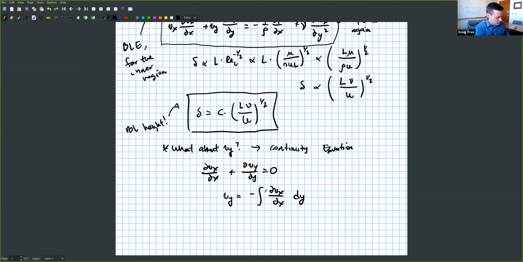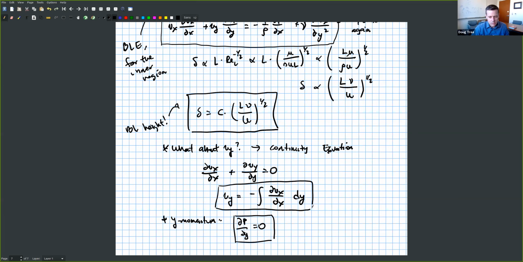Okay. One last thing to say is if you go through and do the y momentum equation, what you'll find is that it doesn't tell you how to get Vy. That's why we didn't use it for that. It only tells you that dp dy has to equal 0. That's another piece of information to know, but the y momentum equation isn't as useful as the x momentum equation.